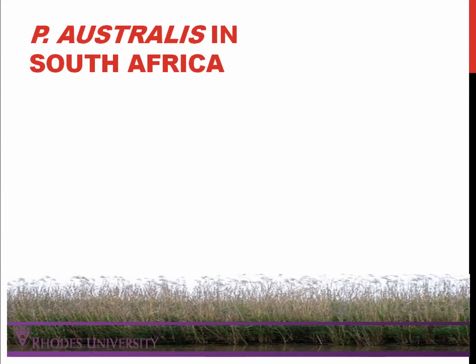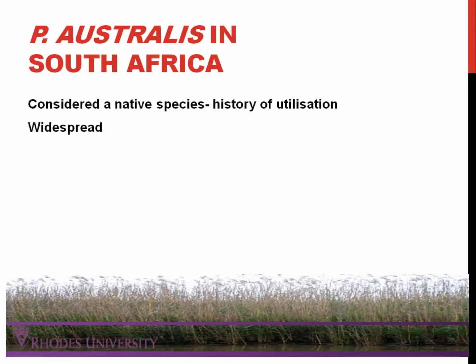In South Africa, Phragmites is considered an indigenous species, and this is largely based on evidence of a long history of utilisation. It's traditionally been used for thatching, for building, so it's considered a very important plant in South Africa.